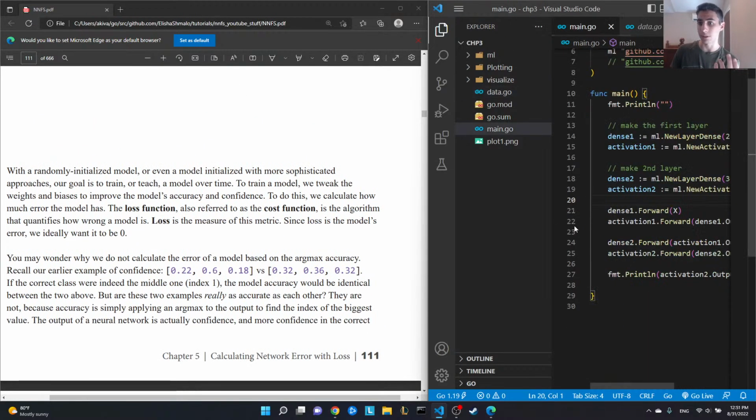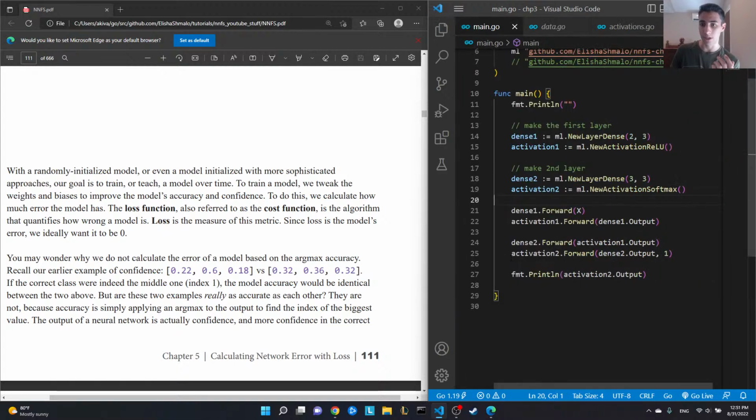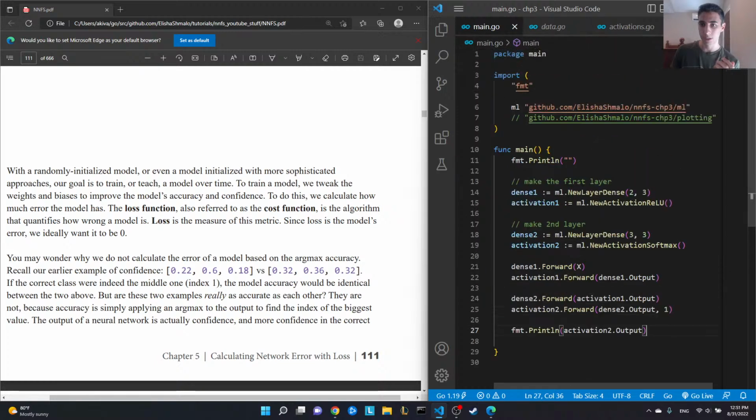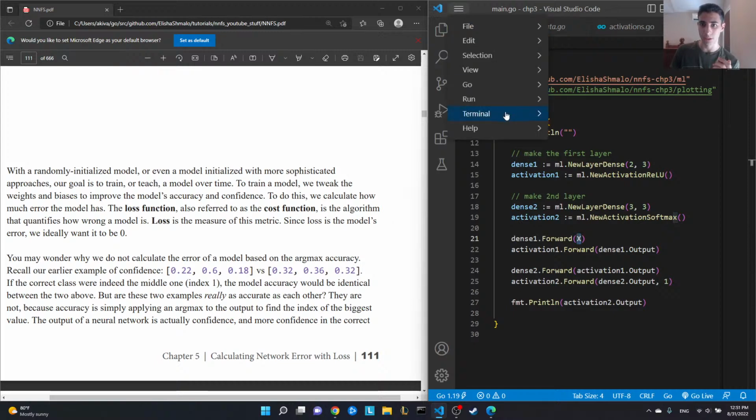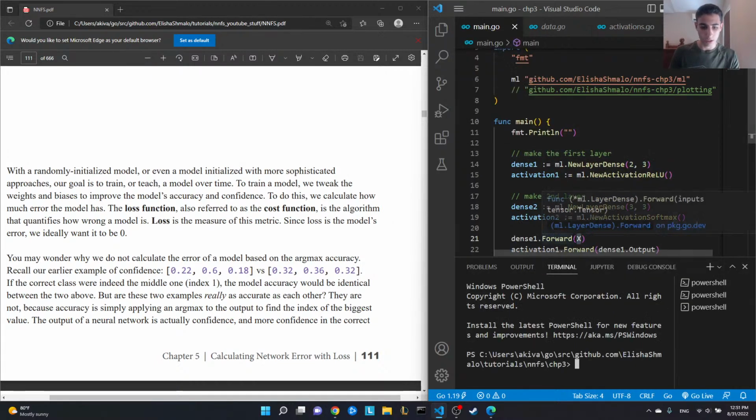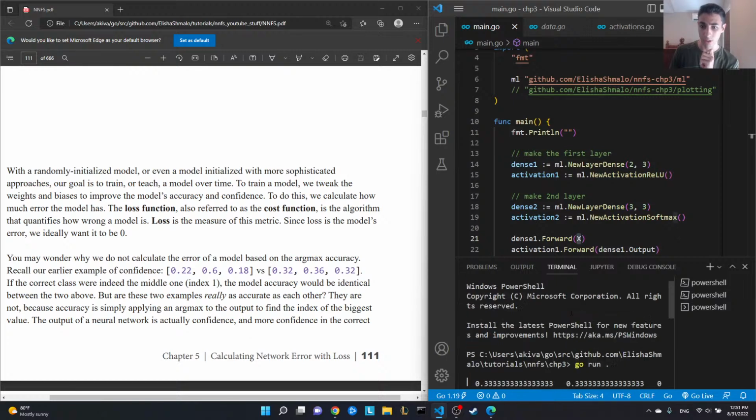We are getting the outputs already. We have the activation 2.output, and if we run this, and this is using all of the x's actually, so this is the real data. Terminal, new terminal. Go run everything. We coded all this in previous videos. Links to those videos will be in the description. So here are the outputs.